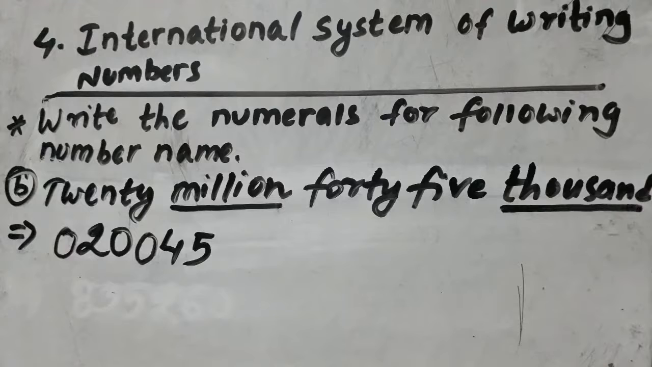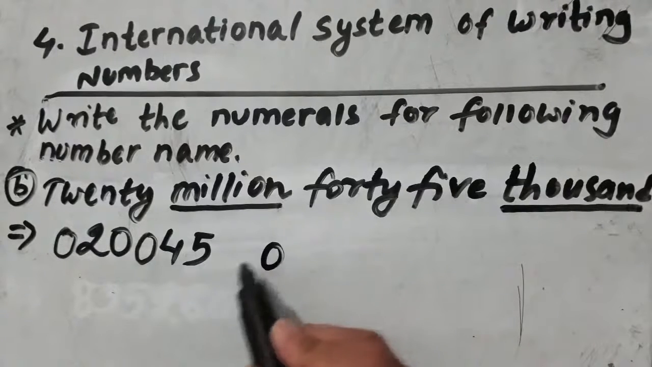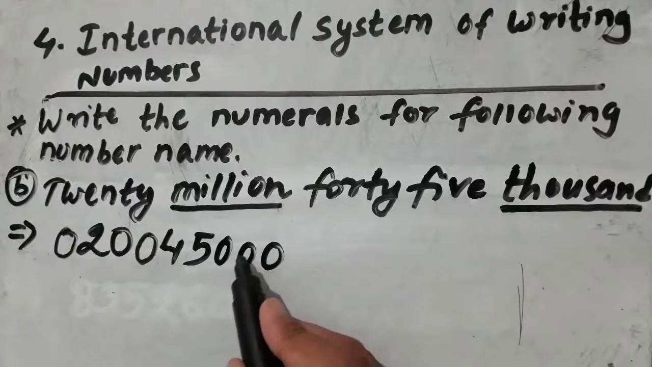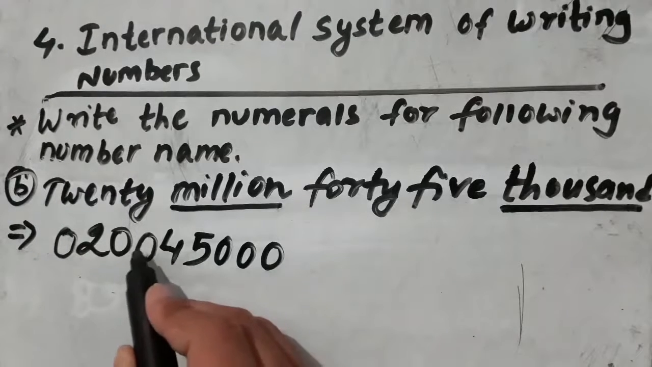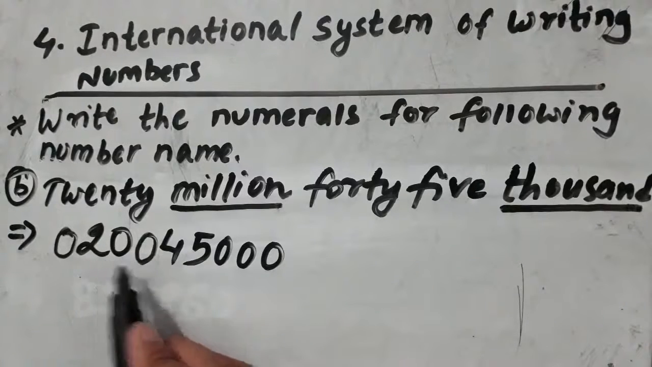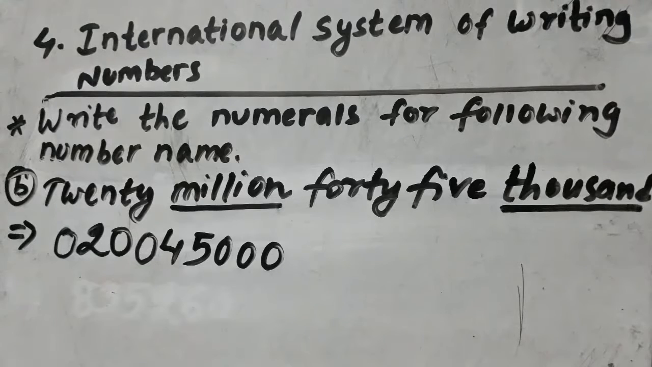As I have already told you, we should anyhow make 3 places. So students, the period of ones consists of 3 places, that is ones, tens and 100. So in the places of ones, tens and 100 we will keep zeros. This is for ones, this is for tens, this is for 100. Ones, tens, 100, 1000, 10,000, 100,000, million, 10 million, 100 million. So students, this is 20 million, 45,000.